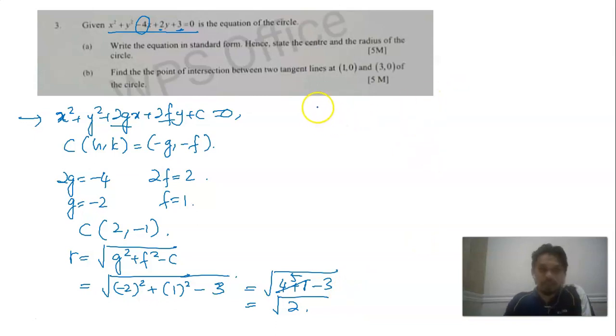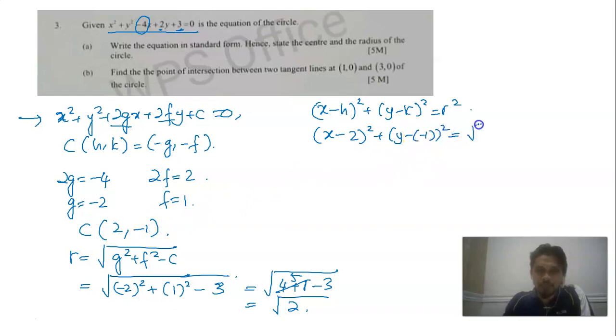Okay, so from the general equation of a circle, (x minus h) squared plus (y minus k) squared equal to r squared. So x minus 2 squared plus y minus k, where k equal to negative 1, equal to r squared, where r equal to square root of 2, squared. So then (x minus 2) squared plus (y plus 1) squared equal to 2.